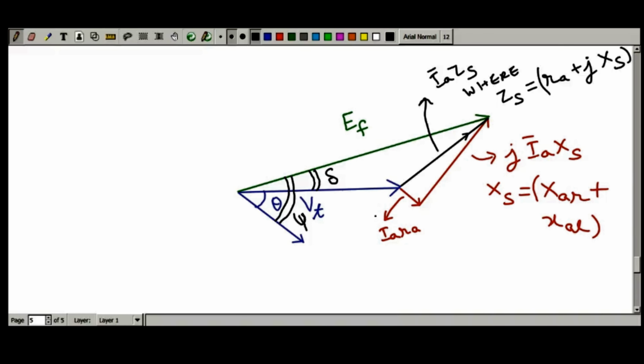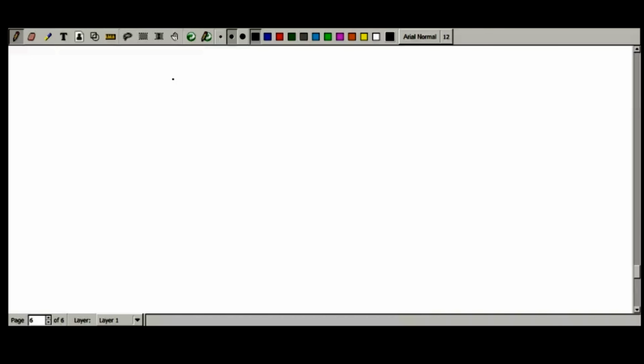For unity power factor load, what will be the phasor diagram? Let me draw unity power factor. So again we will start with the terminal voltage Vt as usual. We have drawn the armature terminal voltage Vt first, right? Now since we are assuming a unity power factor load, the armature current and terminal voltage will be in the same phase. So this is our IA, it's a unity power factor load.